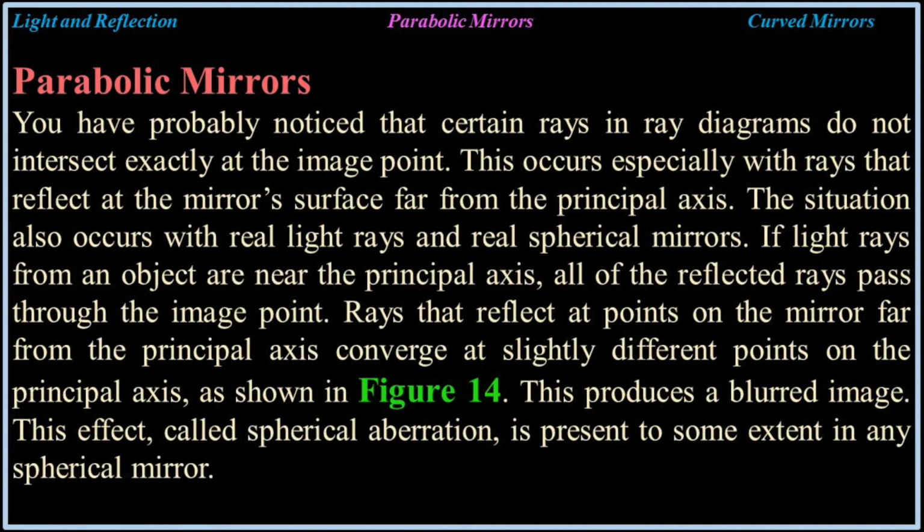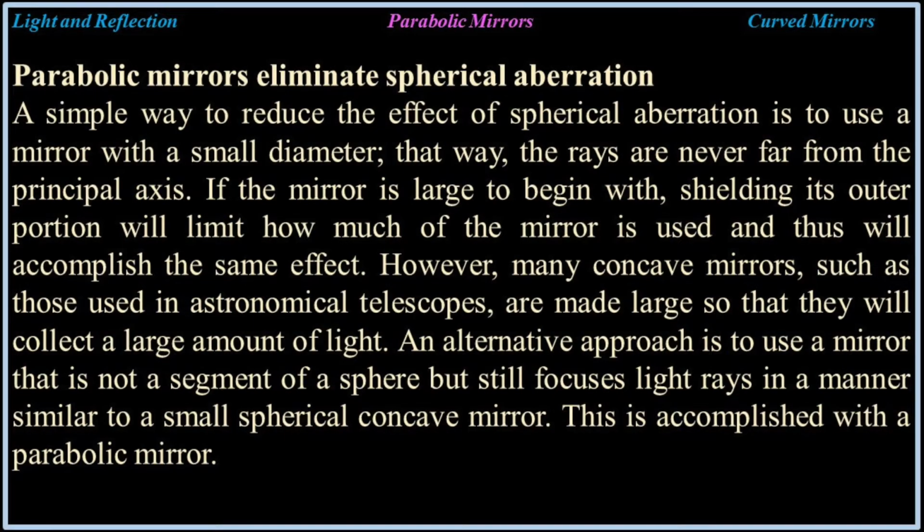This effect, called spherical aberration, is present to some extent in any spherical mirror. Parabolic mirrors eliminate spherical aberration. A simple way to reduce the effect of spherical aberration is to use a mirror with a smaller diameter. That way, the rays are never far from the principal axis. If the mirror is large to begin with, shielding its outer portion will limit how much of the mirror is used and thus will accomplish the same effect.